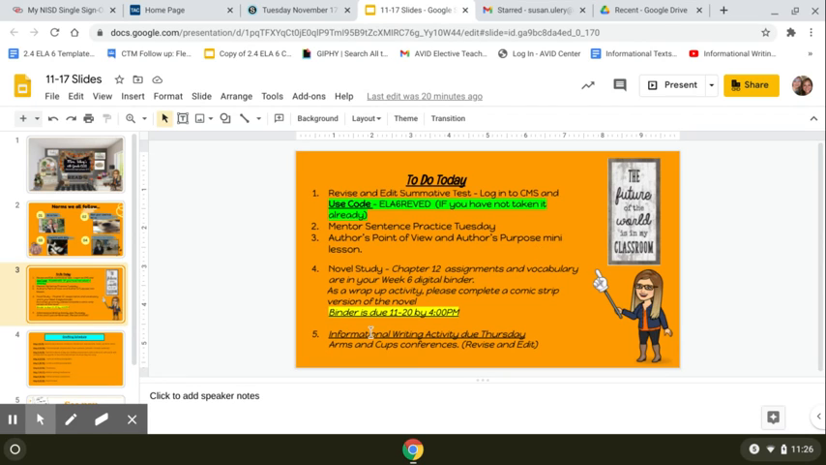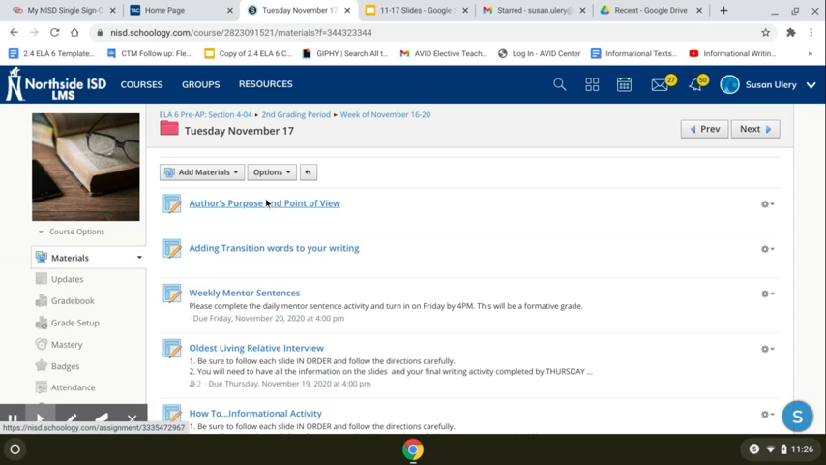And finally, we're going to be talking about your informational writing activity, focusing on the arms and cups of the paper, the revising and editing. So now we're really polishing up your paragraphs. Your transition words should be in there since we covered that yesterday. If you need help with that, please let me know. So let's go ahead and roll into your assignments for the day.